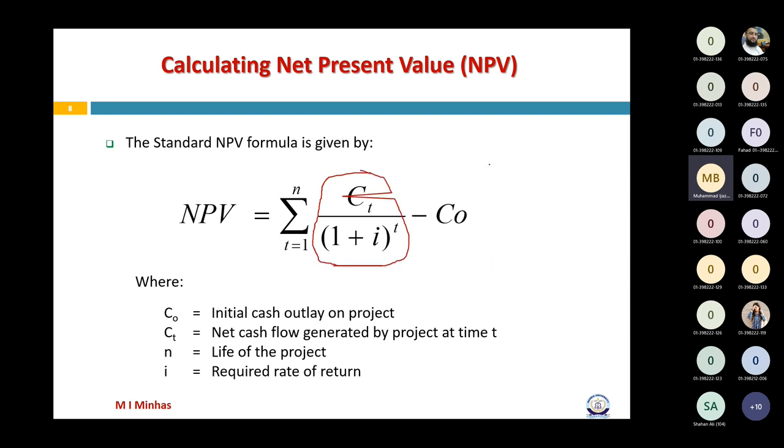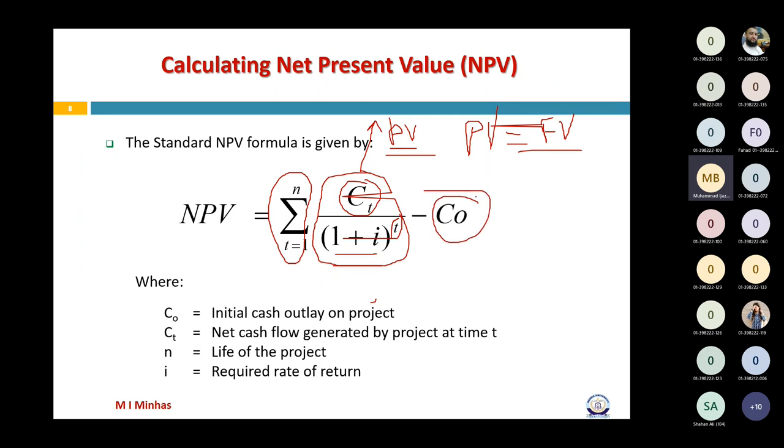So if you remember, the formula for present value was what? Oh, you are ready for the quiz. You can immediately tell me the formula. Present value is equal to what? Future value divided by 1 plus I raised to the power N. Yeah. So this is the same thing, future value divided by 1 plus I raised to the power T. So basically, this is representing the present value, right? So sum of all the present values minus the initial cash outflow. So this is the same formula.